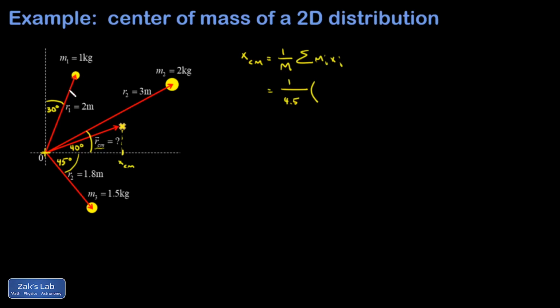So m1, that's going to be a mass of 1 kilogram times its x coordinate, and I have to use trig for this. I have a hypotenuse of 2, and then because my angle is measured with respect to the y-axis, I have to use the sine function to get at that horizontal side. So I'm going to have a 2 sine 30. M2 has a mass of 2 kilograms and an x coordinate of 3 cosine 40.